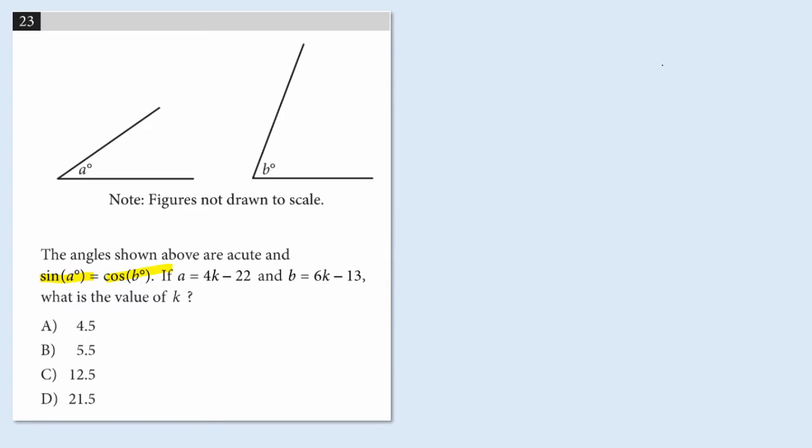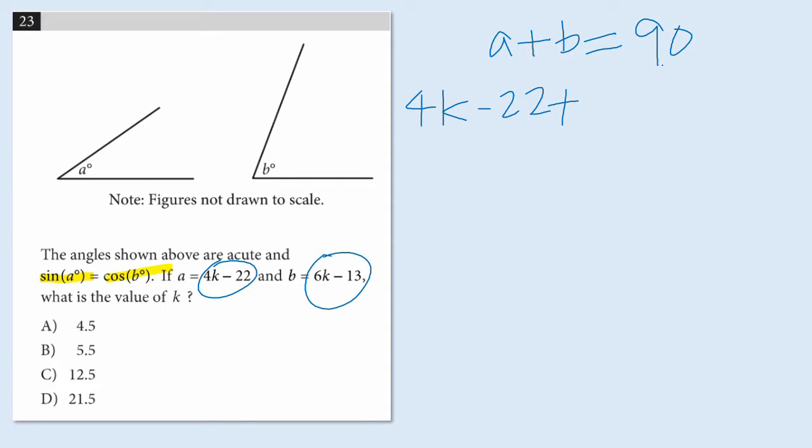We know that A and B are complementary angles. So that means that A plus B equals 90, right? The measure of angle A plus the measure of angle B is going to equal 90 degrees. Well, we know that A is equal to 4k minus 22. So 4k minus 22 plus B, which is 6k minus 13, is going to equal 90. And now we have an algebra problem and we just solve it.